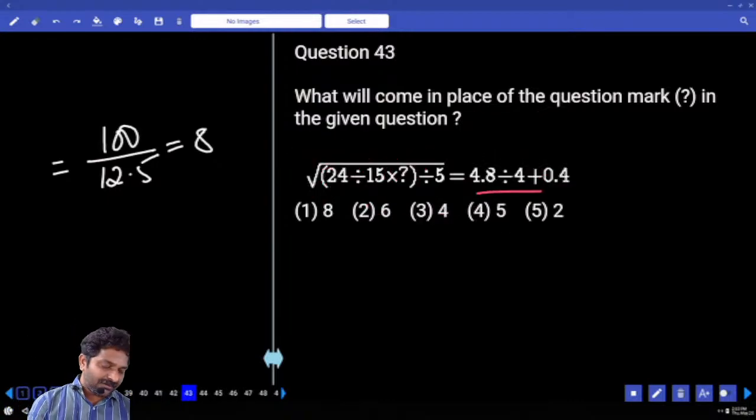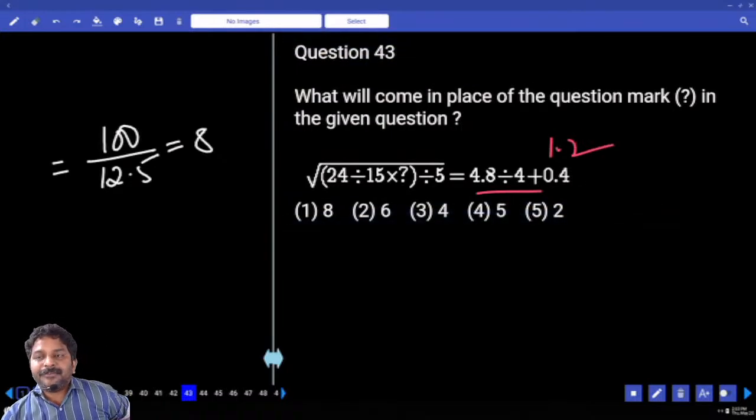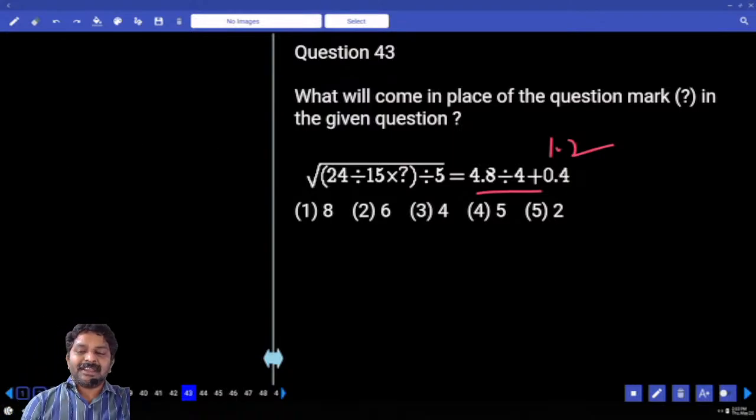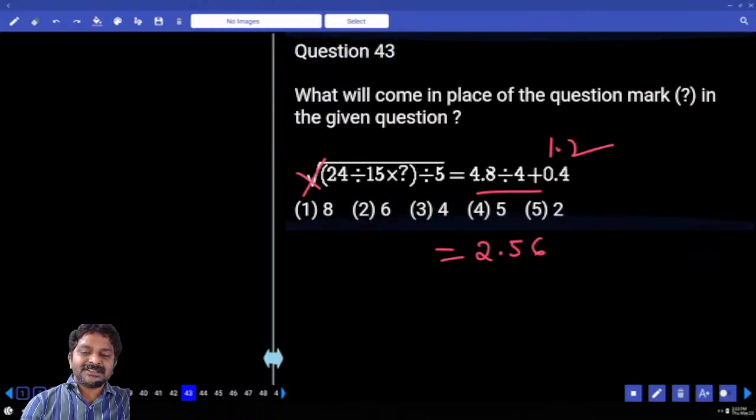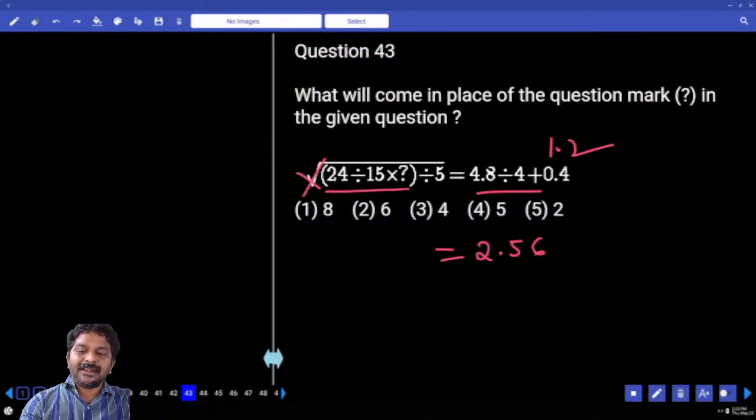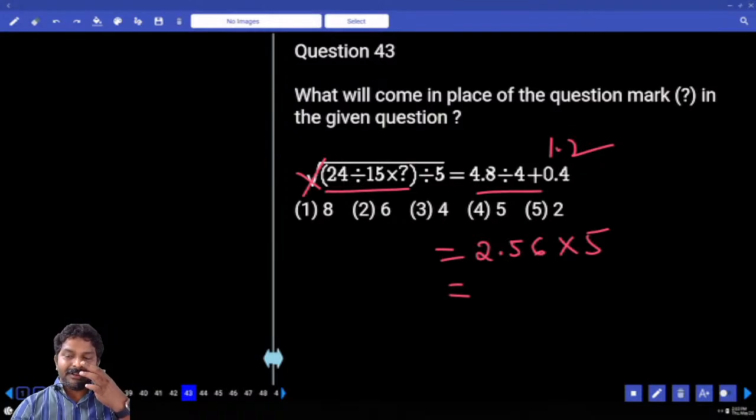Right hand side number 1.2 plus 0.4. How much is that? 1.6. Squaring on both sides, 1.6 square is 2.56 only. Under root gets cancelled. We have a bracket and divide it by 5. 5 goes to the right hand side and multiplies with 5. So this number, take 10 times and half of it. 10 times of this number is 25.6.